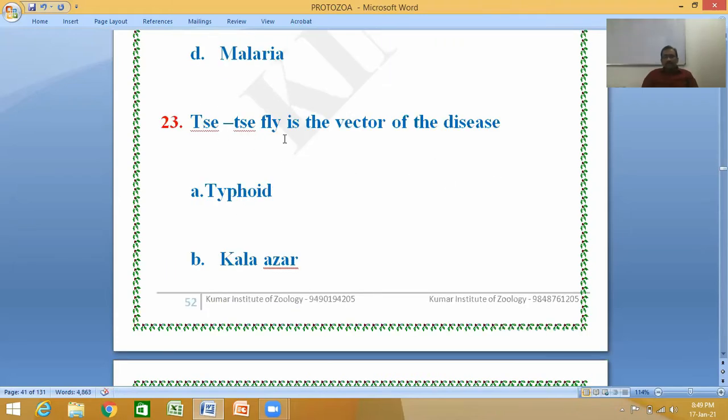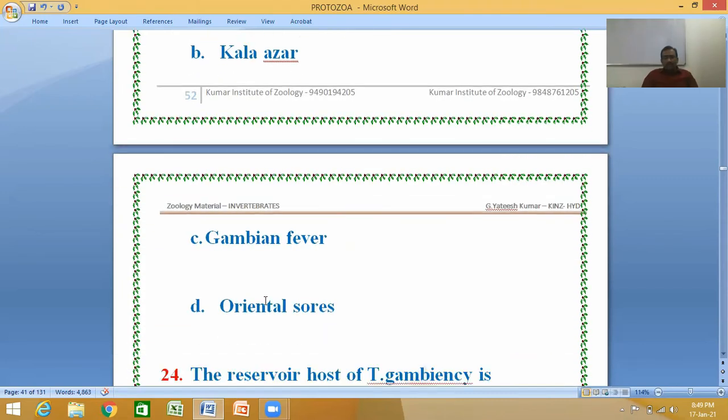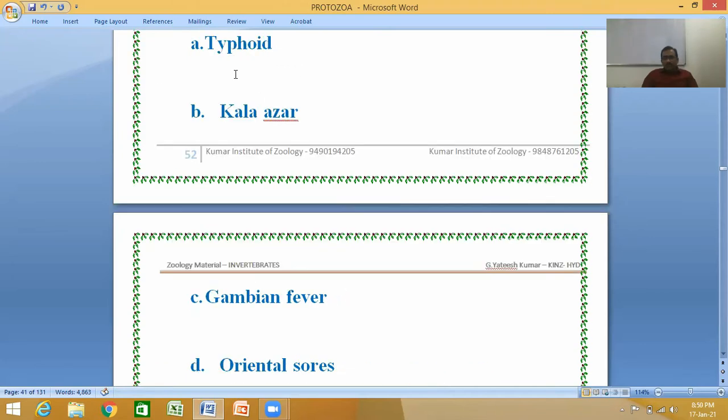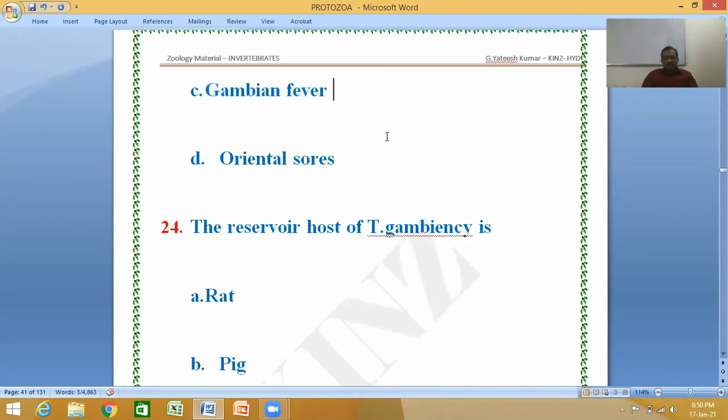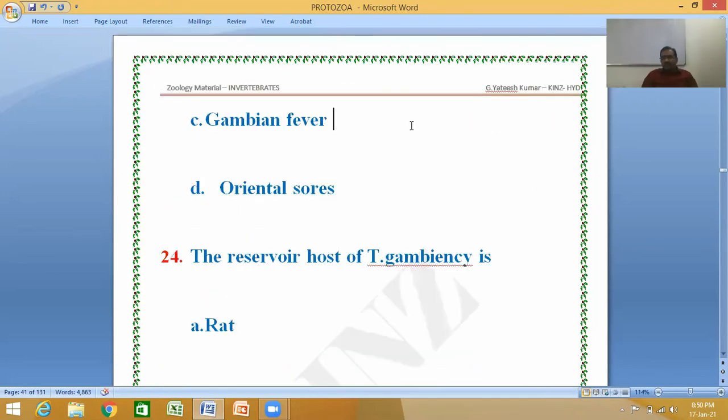Tsetse fly is the vector of the disease. Options: typhoid, Kala Azar, Gambian fever, Oriental sore. Kala Azar and Oriental sore are caused by Leishmania, and typhoid by bacteria. So Gambian fever is the answer for the question. Tsetse fly is the vector for the disease, meaning Gambian fever.